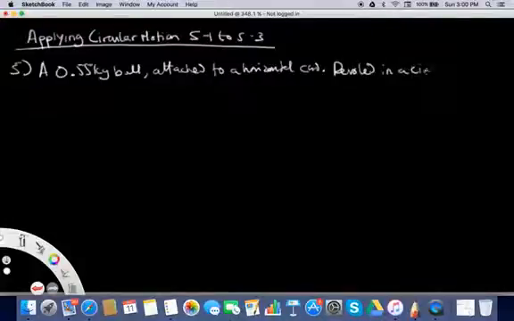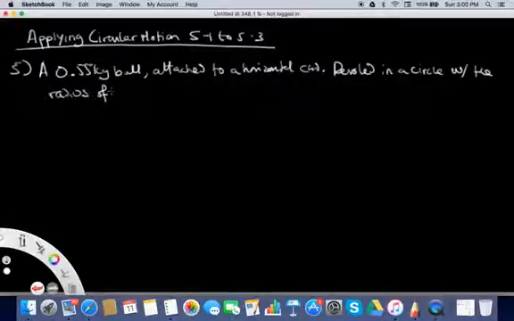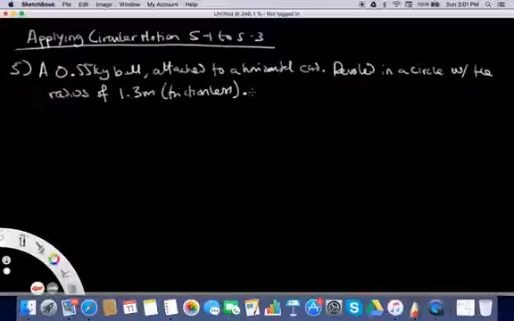In a circle with the radius of, they give us a radius of 1.3 meters on a frictionless horizontal surface. So this is frictionless. We're assuming that it is frictionless, which is pretty important because that would be an additional force acting on our ball. But since it's frictionless, we don't have to worry about it.